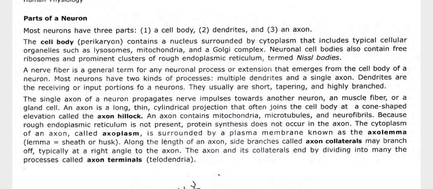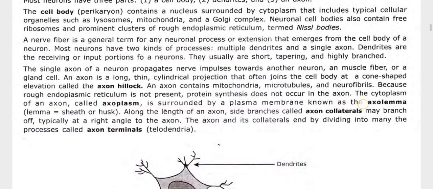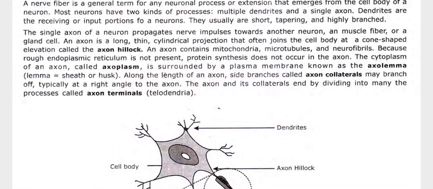A nerve fiber is a general term for any neuronal process or extension that emerges from the cell body of a neuron. Most neurons have two kinds of processes: multiple dendrites and a single axon. Dendrites are the receiving or input portions of a neuron. They usually are short, tapering and highly branched. The single axon of a neuron propagates nerve impulses toward another neuron, a muscle fiber or a gland cell.